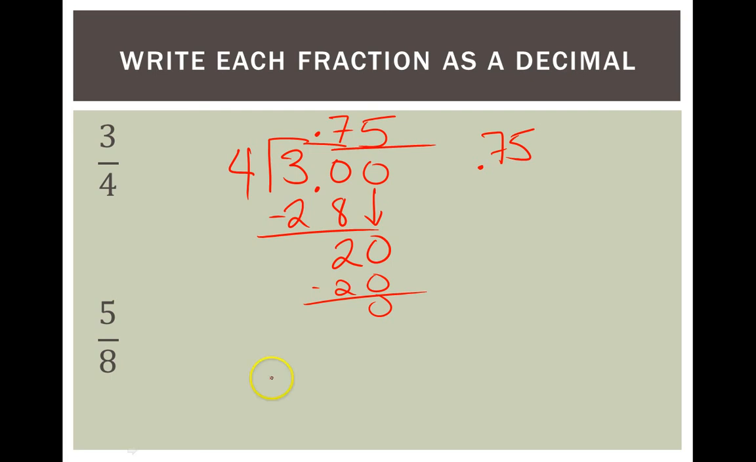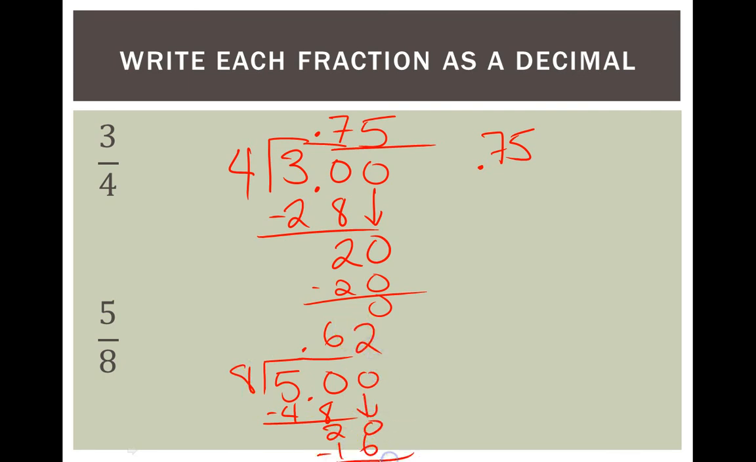Let's try 5 over 8. Remember, I go 5 divided by 8, inside out. Add that decimal, raise it up. 8 can go into 50 6 times. That's 48. Subtract, I get 2. Add a 0. Drop it. 8 can go into 20 twice. That's 16. I'm running out of room. 20 minus 16, I'm going to put that over here, is 4. Add a 0. Drop it. 8 can go into 40 5 times. So I have 0.625, which is equal to 5/8.